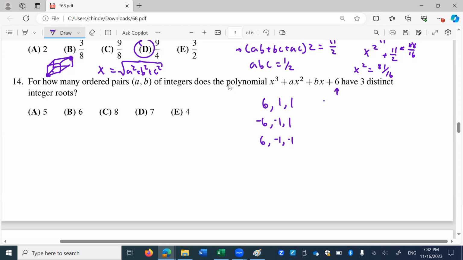We could also have the 3 roots be absolute value 1, 2, and 3. And now in this case, this one or any 2 of these 3 could be negative. And so there's 4 possible ways to arrange that. And each one is going to give me a different polynomial. So it looks like I have 7 possibilities here.